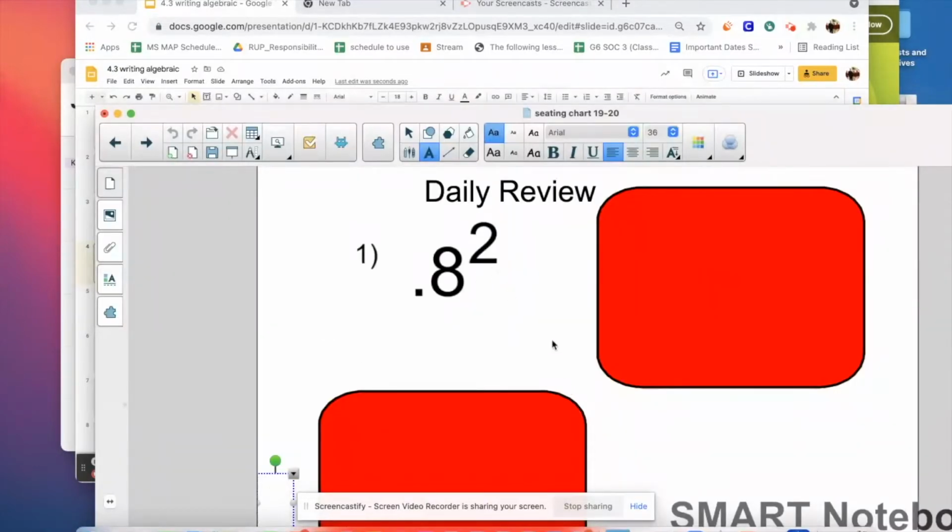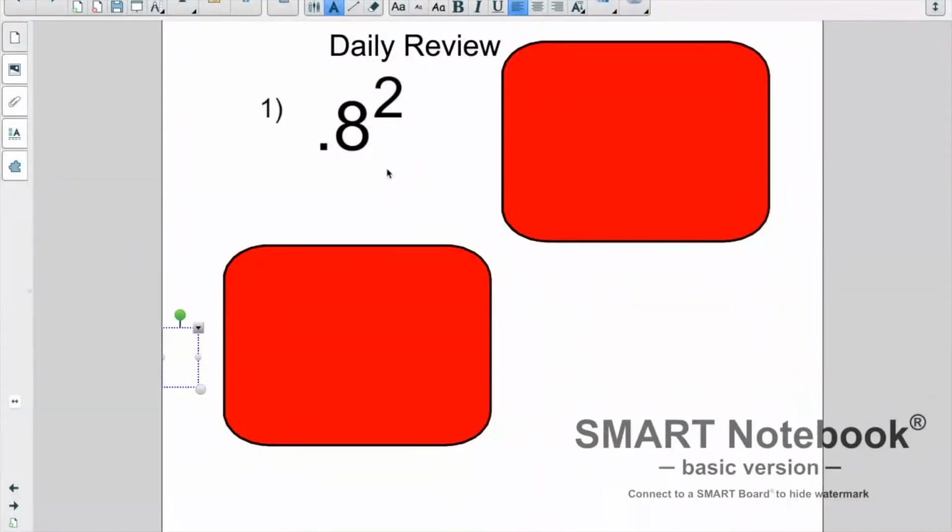It's time for our daily review. All right, number one. Go ahead and solve it, and then see if you get the same thing as me. Okay, so 8/10 is the same thing as 8/10 times 8/10, which is 64 hundredths. So our answer for number one is 64 hundredths. Make sure you get that in your notebook.